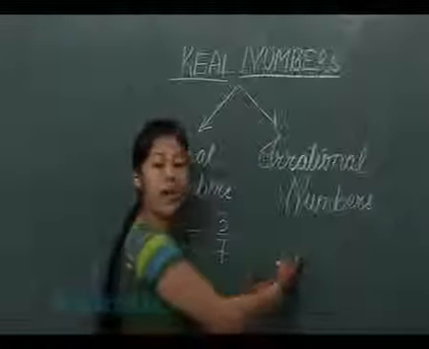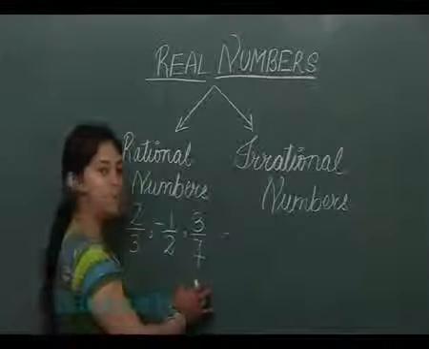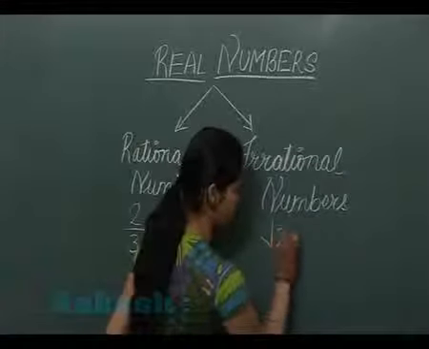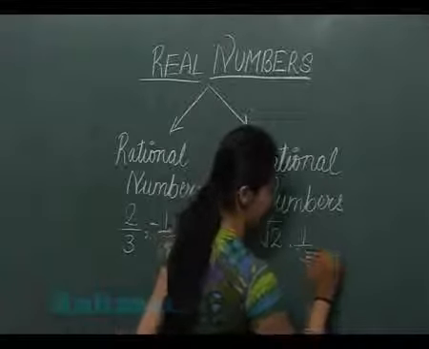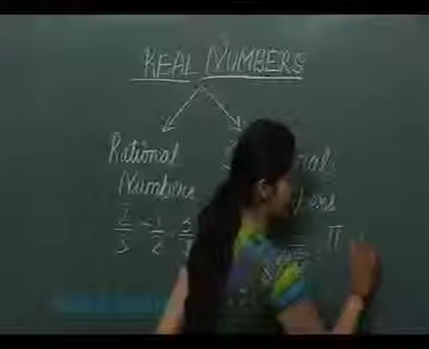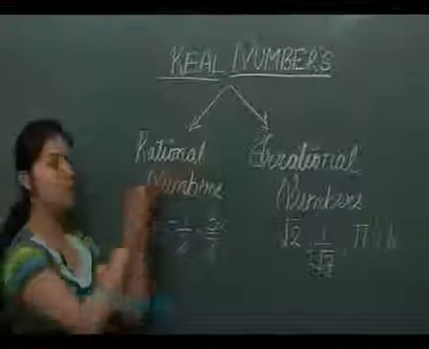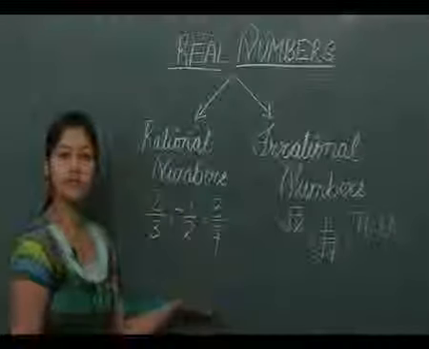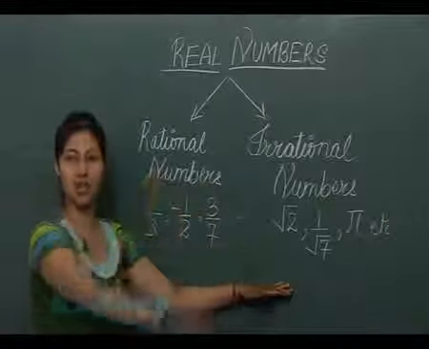And what about irrational numbers? Numbers which are not rational numbers are irrational numbers, like root 2, 1 by root 7, pi, etc. So, real numbers have been divided into two parts. One is rational number, and the other is irrational number. The proper definition of rational and irrational numbers we'll study later in this chapter.